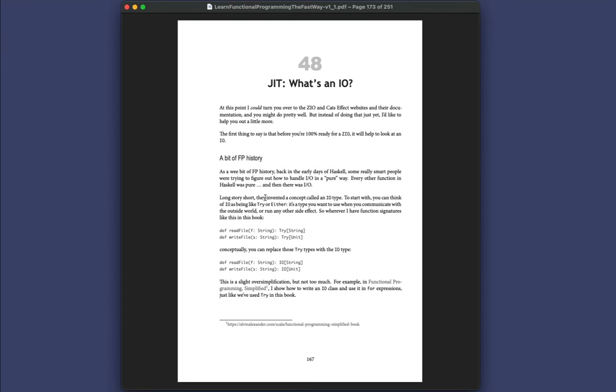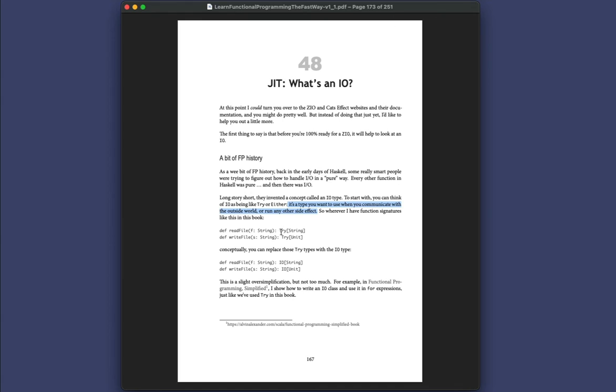And that was some theory. And what happened in practical terms is that they invented a concept called this IO type. And for us, just to start with it, you can think of it as being just like Try or Either. And it's this type that you want to use whenever you communicate with the outside world, or more generally, when you run any other side effect.